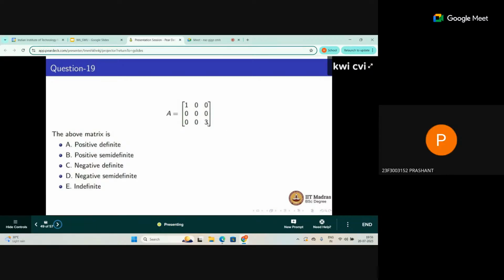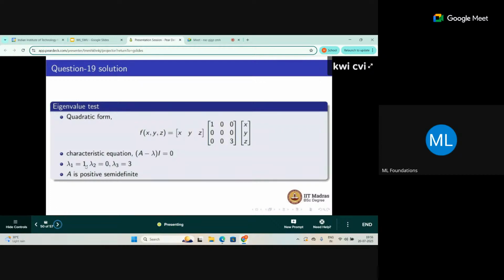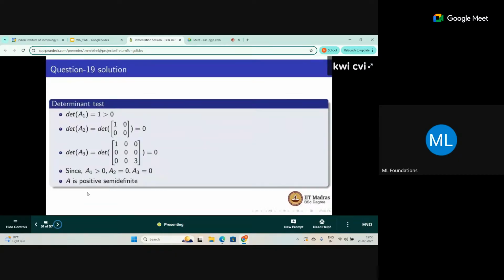Because the overall determinant is 0. Both the determinant is 0 and A. Yeah, right. So here the eigenvalues are 1, 0, and 3, and here it is positive semi-definite. If we find the determinants, a1 is greater than 0 and these are 0, so it is positive. Is that okay?